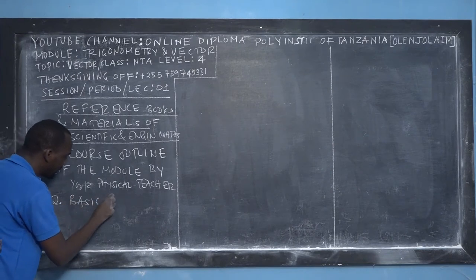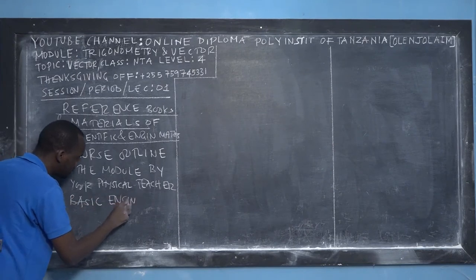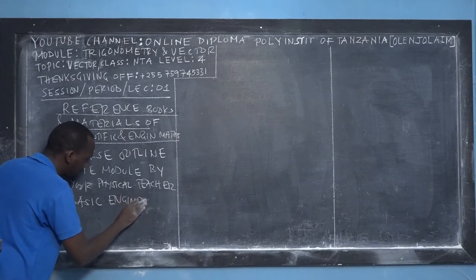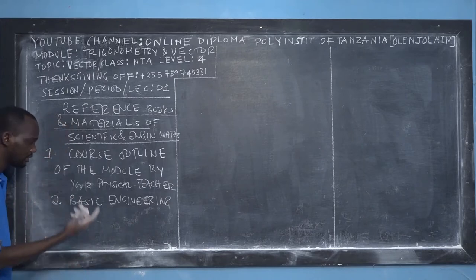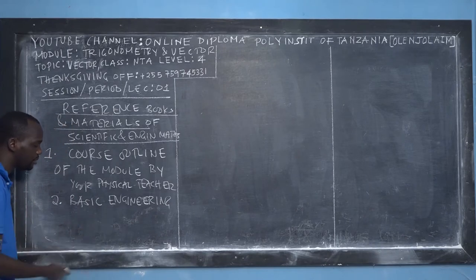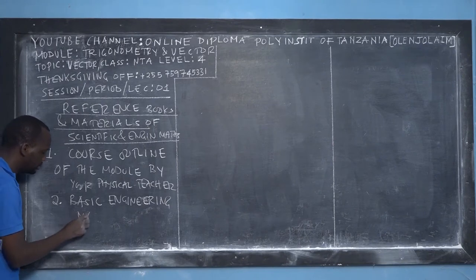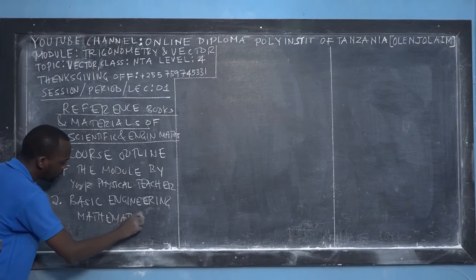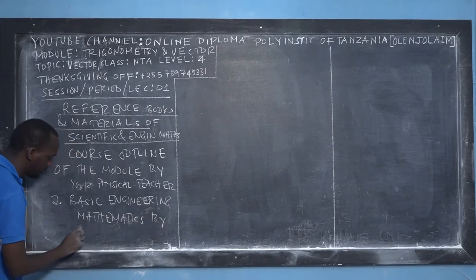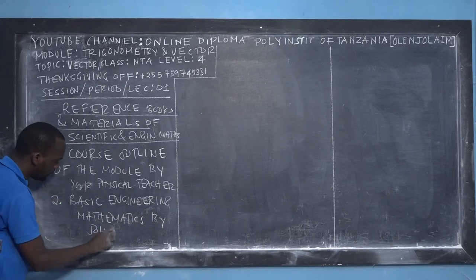Basic engineering mathematics, not basic mathematics, excuse me. Basic engineering. Remember that when you say basic engineering and scientific, it means statistics also, learned as mathematics for diploma level. Basic engineering mathematics. The author of this book is John Bird.